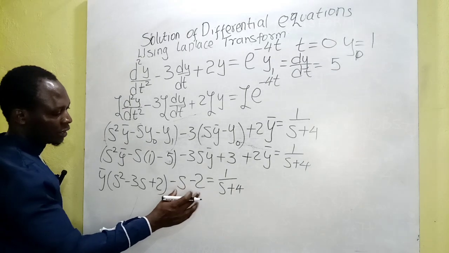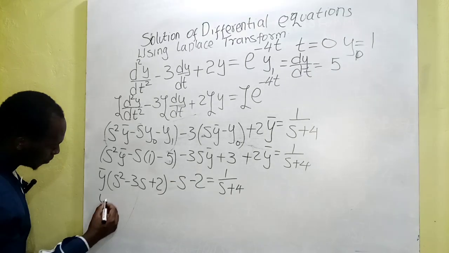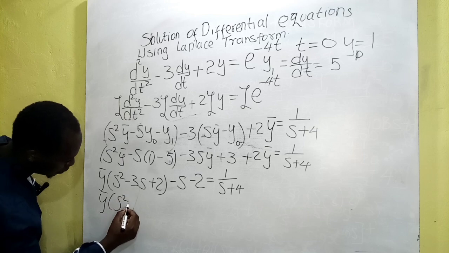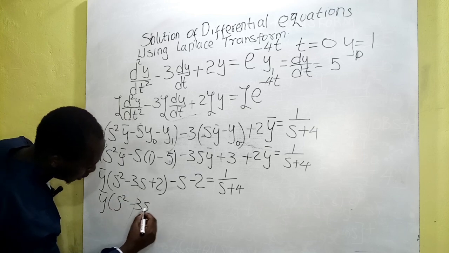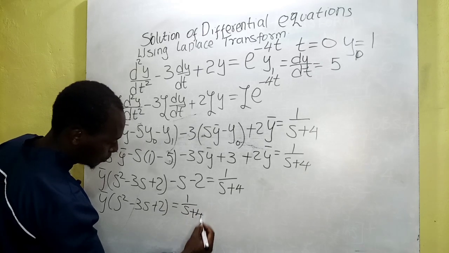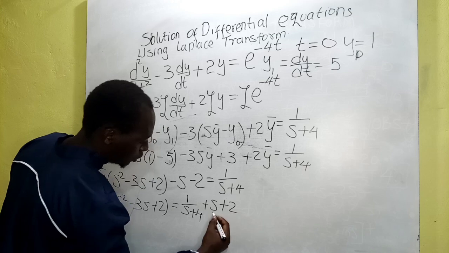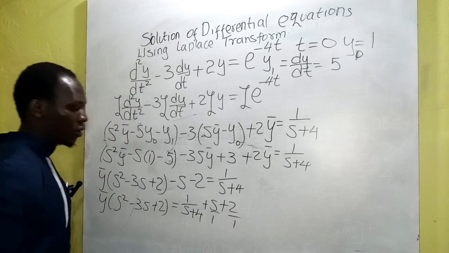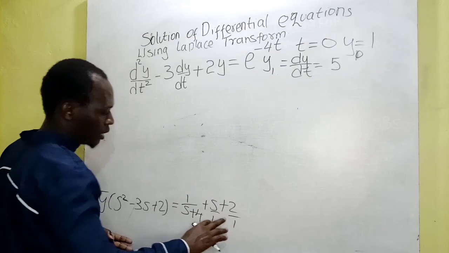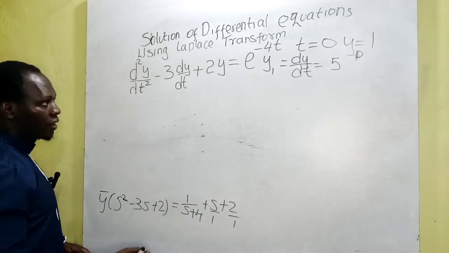Now we can take whatever we are having on this side to the other side, and now we will have y bar into s squared, we subtract 3s, we add 2, equal to 1 all over s plus 4, we add s, we add 2. Everything all over 1. Let us now simplify whatever we are having on our left hand side.